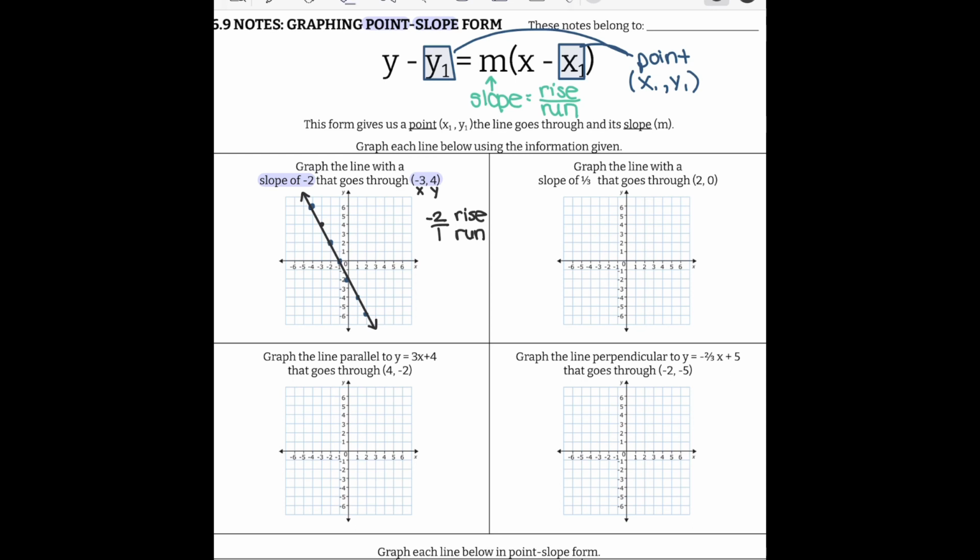Let's try again on the next one. It gives us a slope of 1/3 and the point 2, 0. Again, 2, 0 is your x, y in that order. So I need to go where x is 2 and y is 0, which means it's right here. And then for a slope of 1/3, that means that I'm going to rise 1 and run 3. So go up 1 over 3, and you're going to be right here. And I can't go up 1 over 3 again. So if you run out of space, go down 1 and left 3.